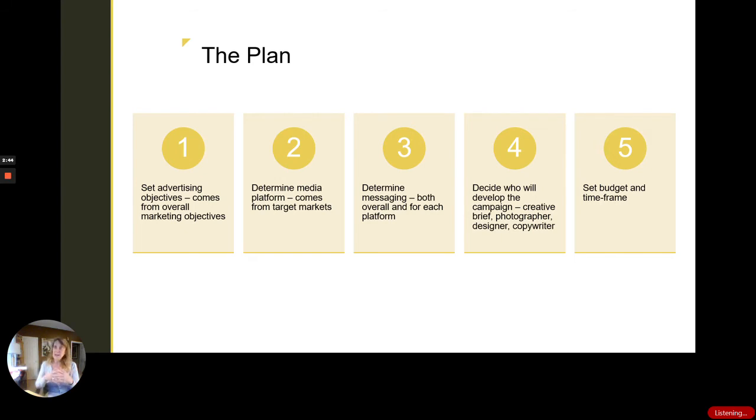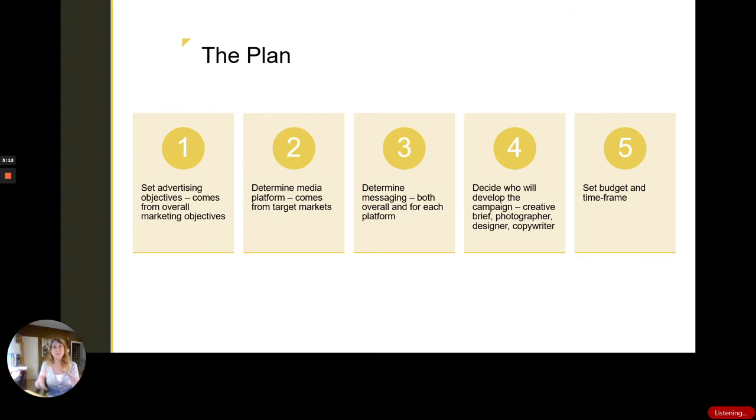So determine media platforms. When I say platforms, you're talking about, do we go on Facebook? Do we do print advertising in magazines? Do we do digital marketing? Where are we going to place our ads or our promotional elements that will allow us to reach our targets? And to do that, you need to understand where your targets are getting their information.